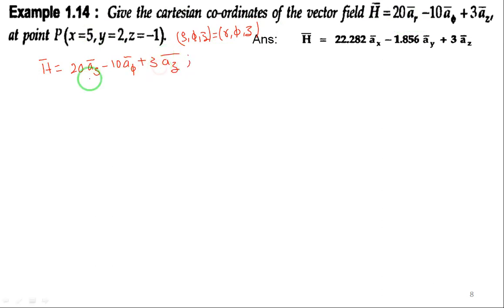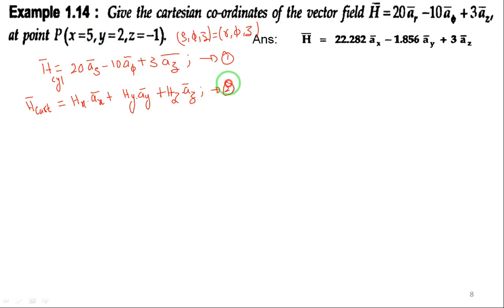Right? This is given in which system? Cartesian, sorry, cylindrical. H cylindrical is given. They have asked to calculate the Cartesian coordinates, meaning H Cartesian. The general vector I will write as hx ax plus hy ay plus hz az. Call this equation 1, and this one equation 2.